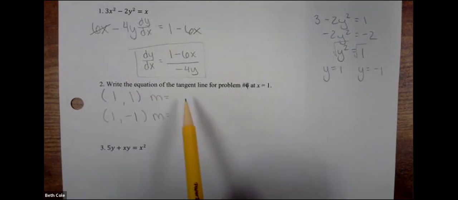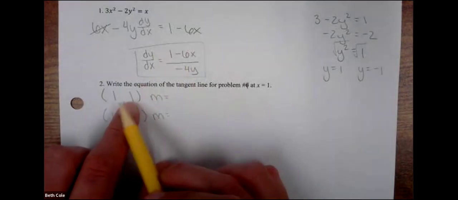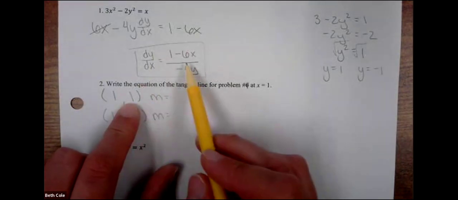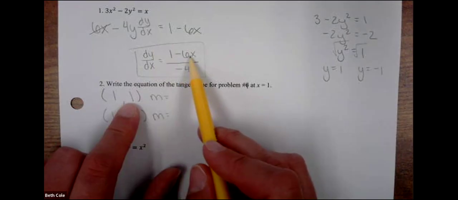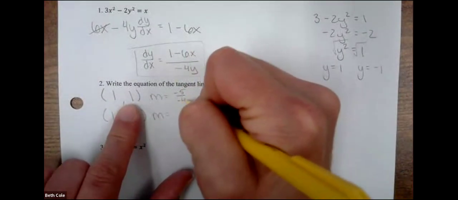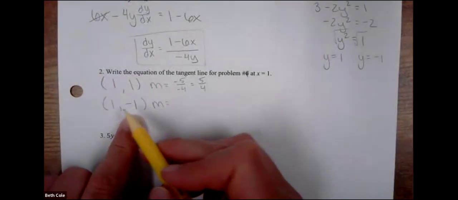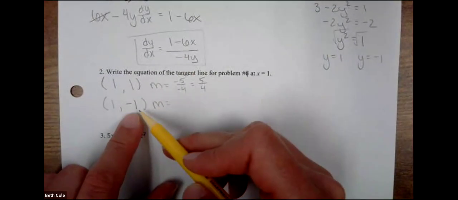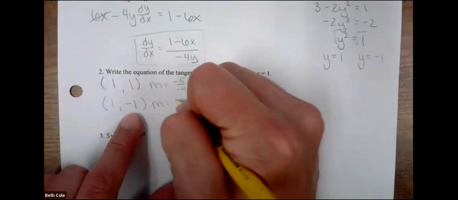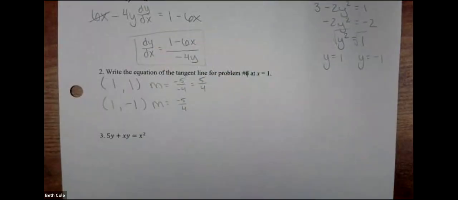All right, slope comes from the derivative, which we found right here, okay? So for this first one, we're going to plug 1 in for x and 1 in for y and see what we get. That would give us negative 5 over negative 4, which would be 5/4. All right, and then the other one, we're going to plug 1 in for x and negative 1 in for y. So that would be negative 5 over positive 4. I told you they were going to be practically the same answer. It's almost the exact same thing.